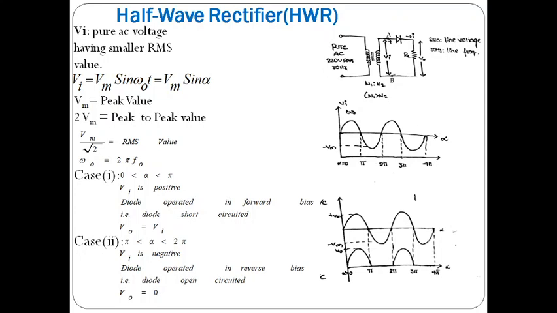RMS value of sinusoidal signal equals Vm by root 2, and omega naught is the fundamental frequency of the sinusoidal signal, equal to 2 pi f naught.